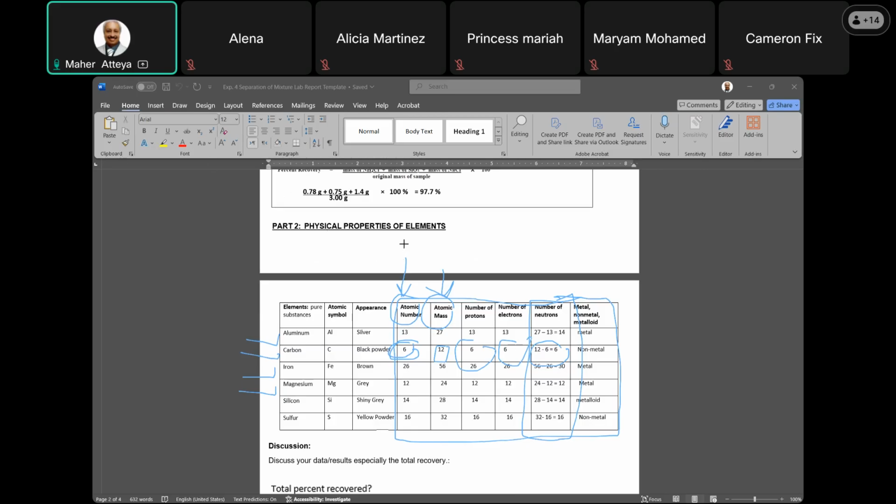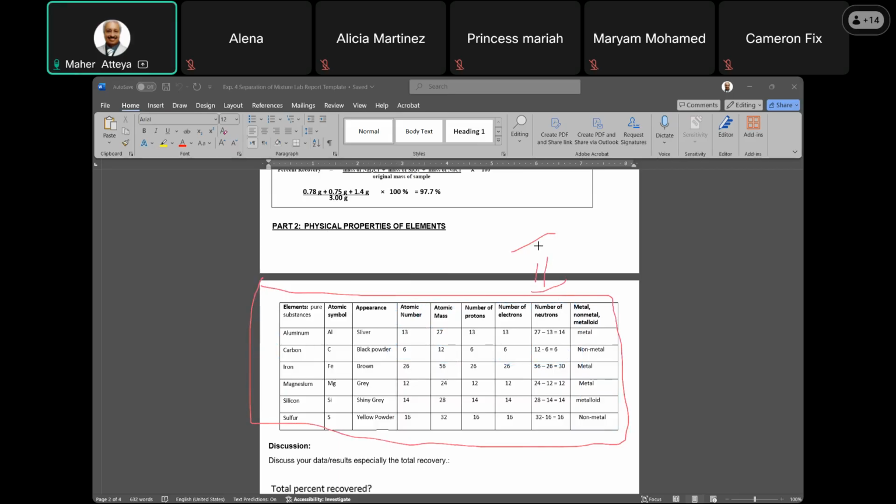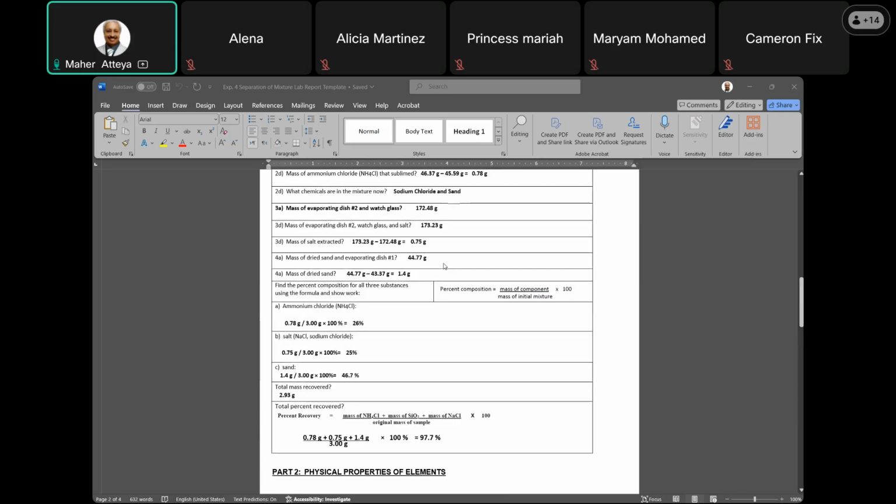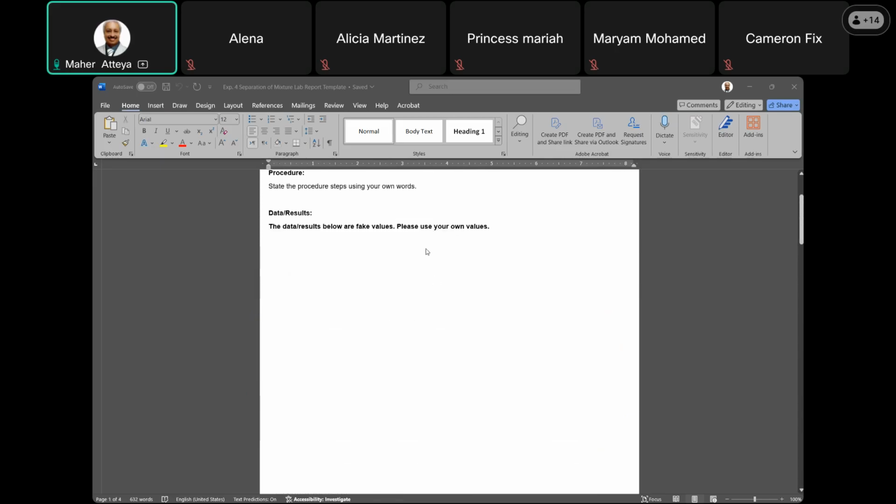So your task is to use the data here. It's like you are pretending you did the lab. This is part 2, correct? You pretend that you did the lab. We did not. Actually, if we were in the lab today, we would have done this. So this is the second lab with heating and all, separating the mixture into its components and calculating each percentage.